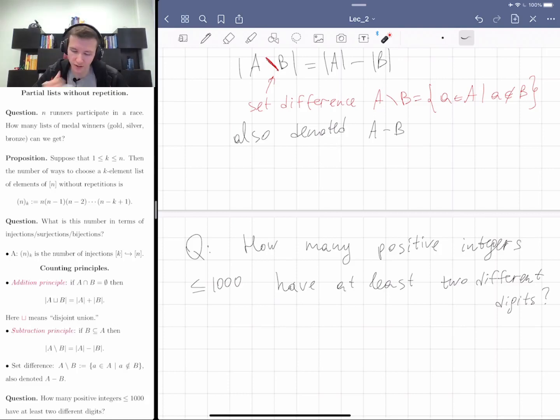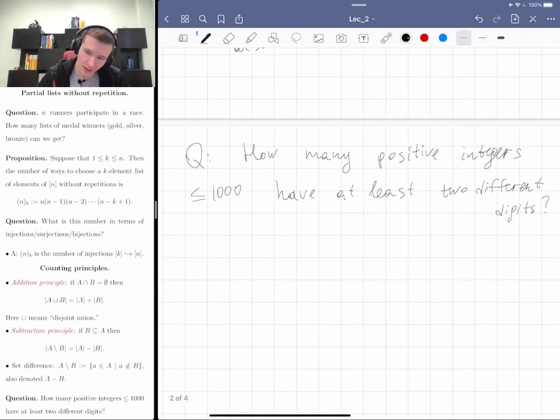Okay, 1,000 minus 9 minus 9 minus 9, because 1 digit numbers, 2 digit... All right, yeah, that's actually correct. So the answer is 1,000 minus 9 minus 9 minus 9, which is 973.